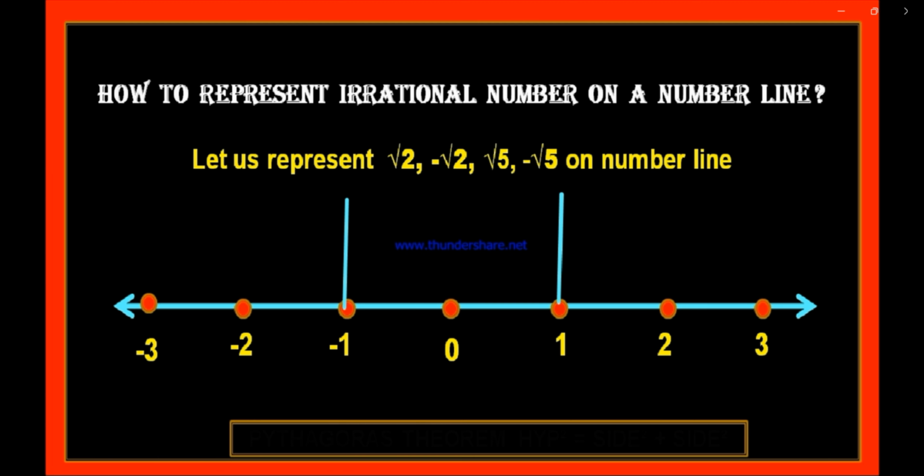We may recollect the Pythagoras theorem once. What does this Pythagoras theorem state? In a right triangle, hypotenuse square is equal to side square plus side square. Understood? Only hypotenuse is equal to root over side square plus side square. Let us use this knowledge to get root 2.